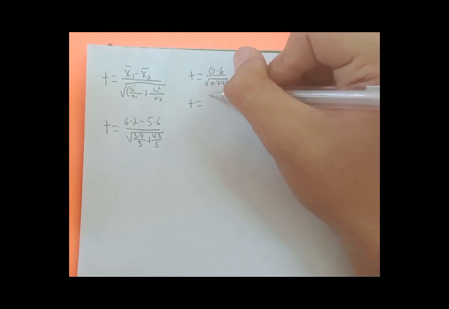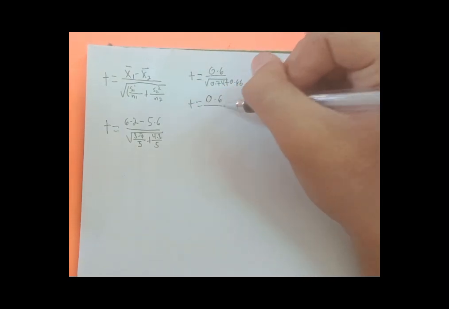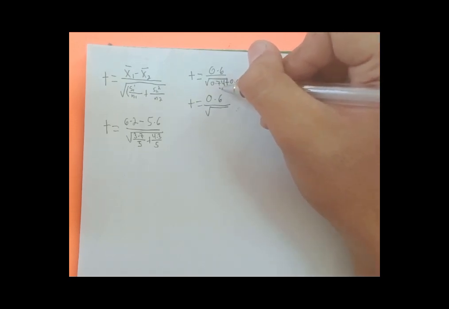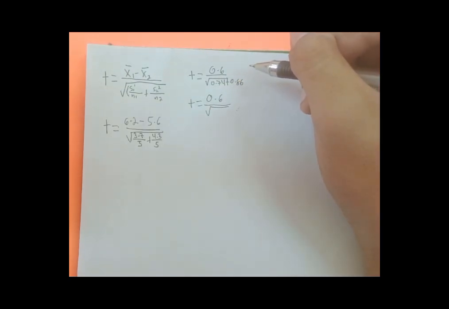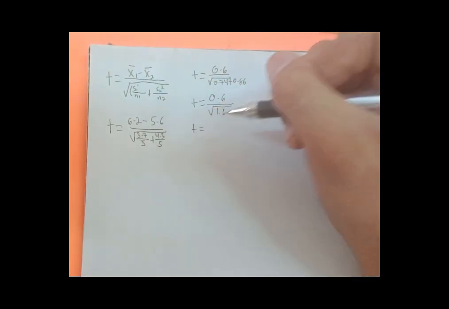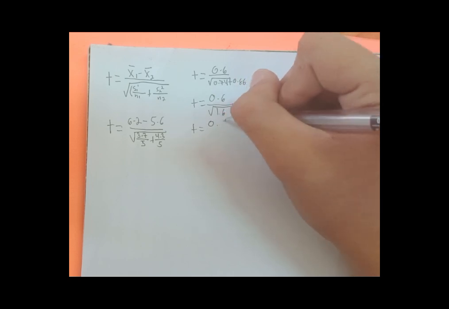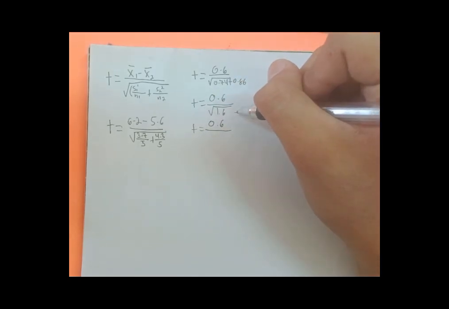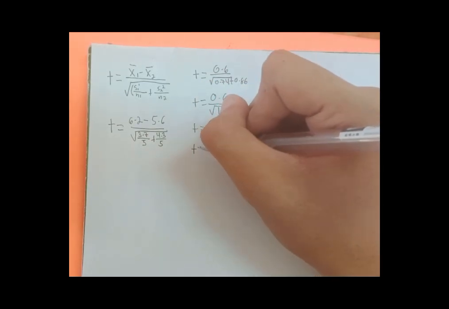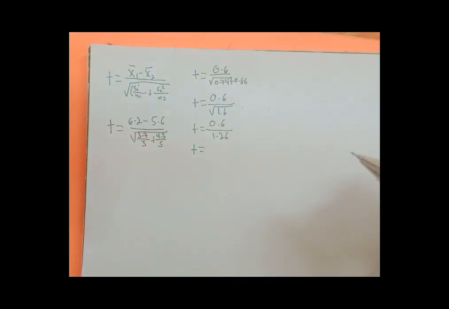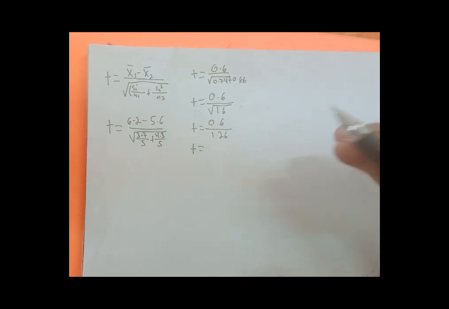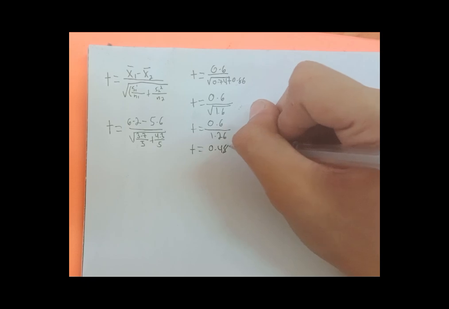t equals, copy the 0.6 and square root. 0.74 plus 0.86 is equal to 1.6. So t equals, copy the 0.6 over, what is the square root of 1.6? 1.26. So t equals 0.6 over 1.26 is equal to 0.48.